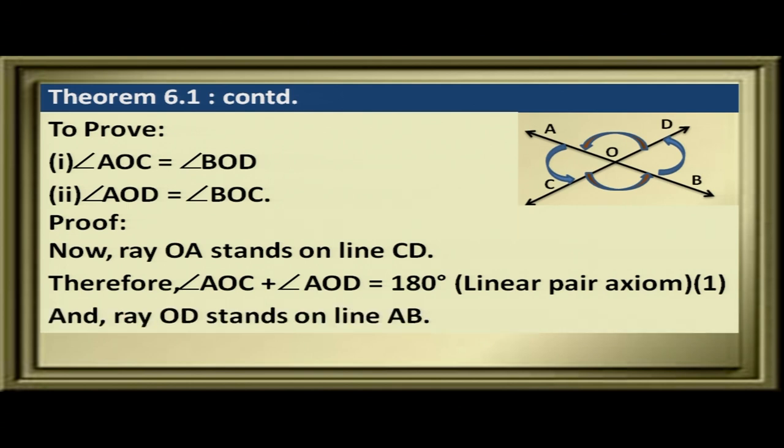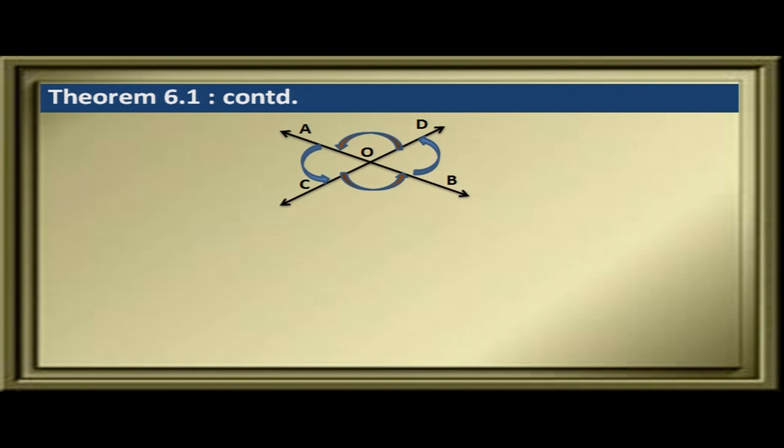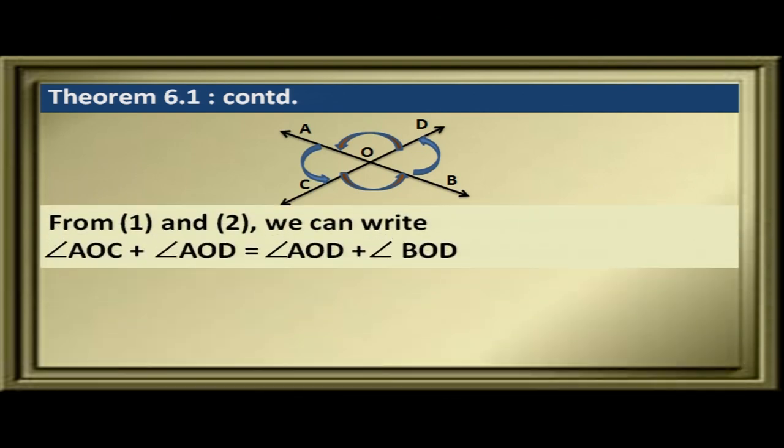And ray OD lies on the straight line AB, so the angles formed are angle AOD and angle BOD. So, the sum of these two adjacent angles is 180 degree, again by the same linear pair axiom. Let this be equation 2. So, from equations 1 and 2, as both of them have 180 degree on the right side, the left sides must be equal. So, angle AOC plus angle AOD is equal to angle AOD plus angle BOD.